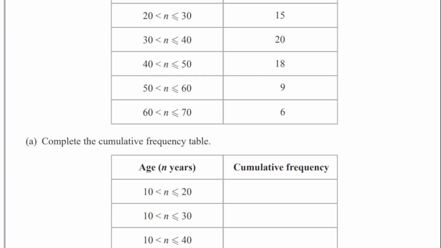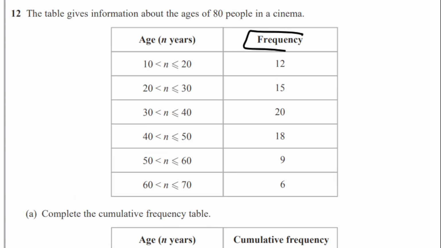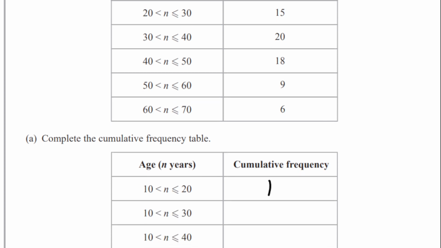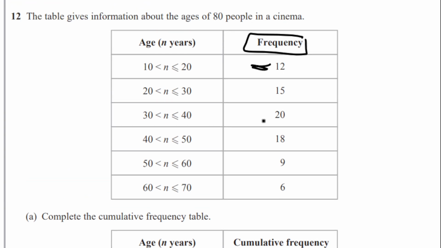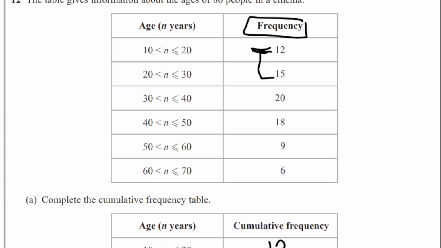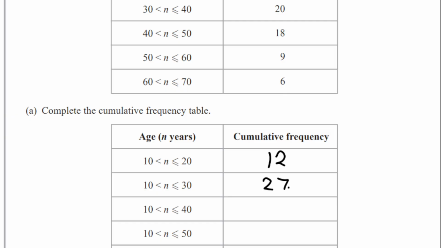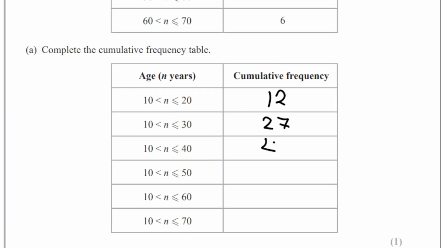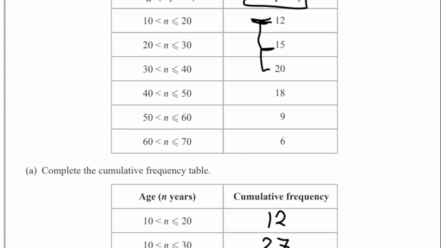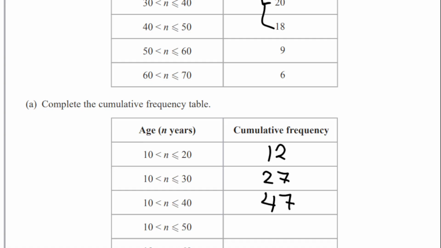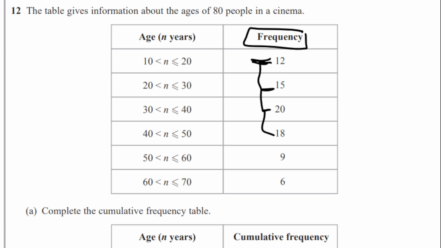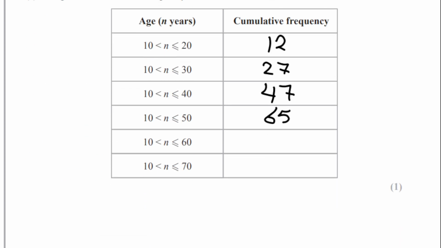Now, how do you complete the cumulative frequency? You see the frequency? The first one, just write it down. So the 12, we just copy it. And then we do 12 plus 15. That gives you 27. And then go back. 27 plus 20, 47. And the next one is 47 plus 18, 65. And then 65 plus 9 is 74.